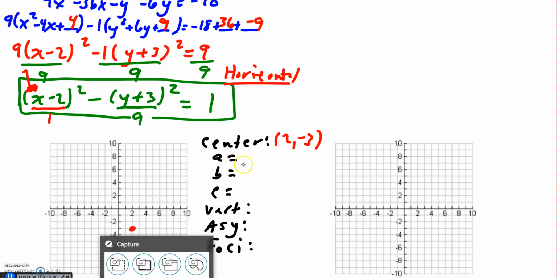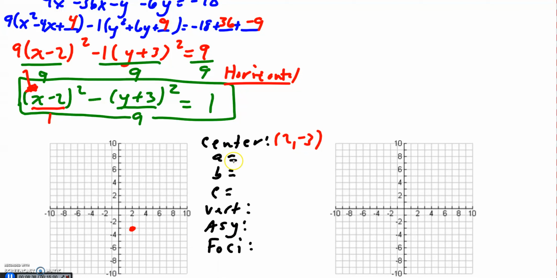My a value is not the largest value in this case. It is instead the number underneath the positive one. So the square root of 1 is 1. The b value is the square root of 9 or 3. The c value is found by c squared equals a squared plus b squared. So that would be c squared equals 1 plus 9. So c would be the square root of 10.